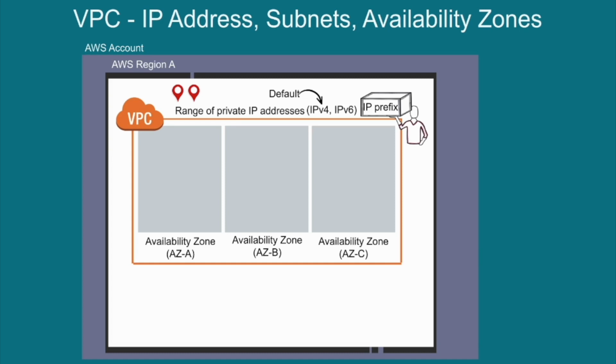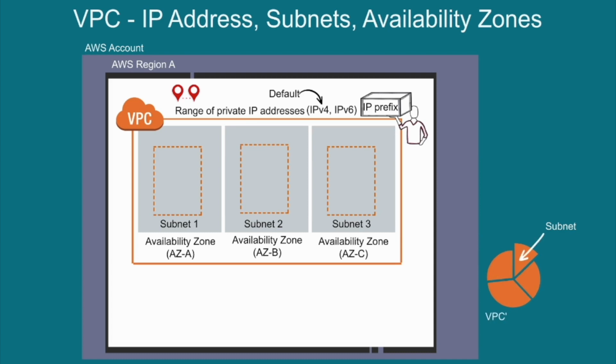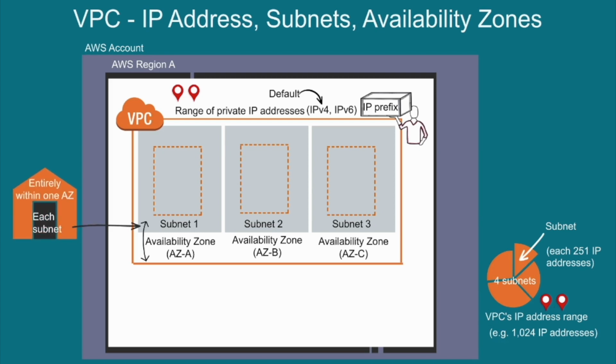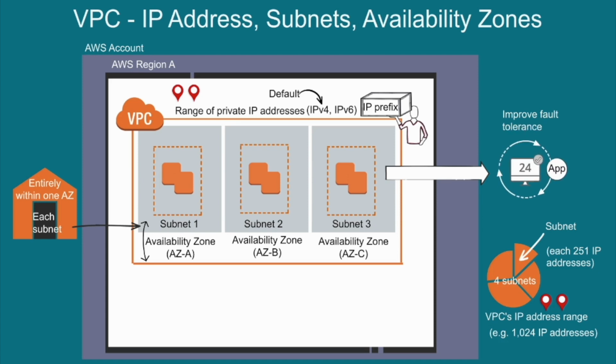After creating a VPC, you can add one or more subnets in each availability zone. A subnet is a partition of a VPC's IP address range. For example, your VPC has a total of 1024 IP addresses, and you configure 4 subnets, each has 251 IP addresses. Each subnet must reside entirely within one availability zone. You can launch instances into subnets in multiple availability zones to improve fault tolerance and hence, building highly available applications.